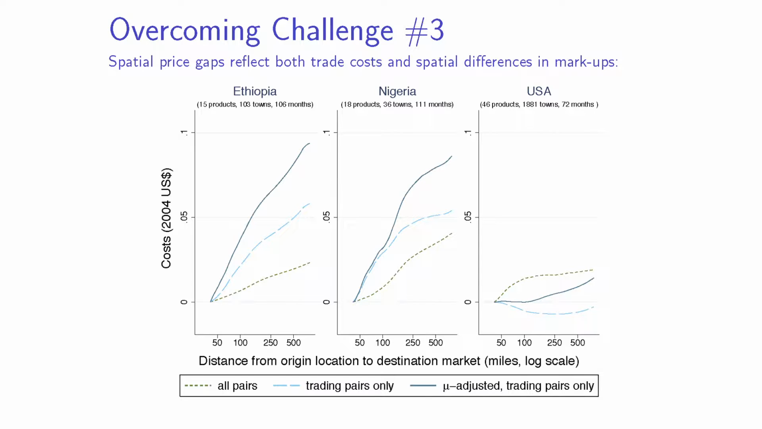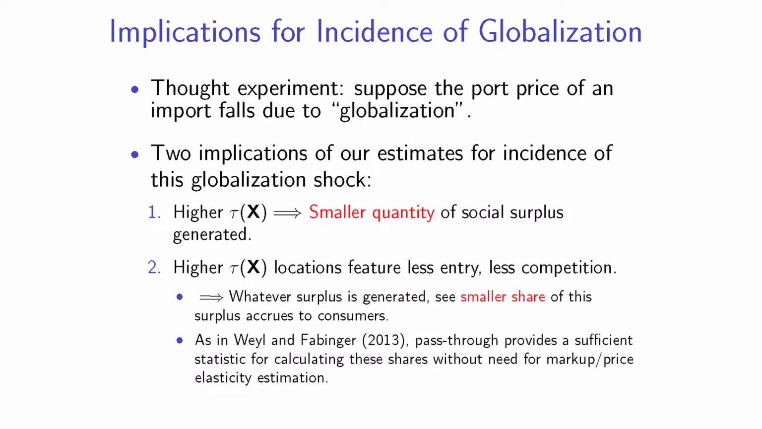So that's, in a sense, the thing that will be interesting to the planners: to know the marginal cost of getting to those consumers. That would be the blue slope. But a different question is the incidence question of globalization. If there were a price change at the border, how much would these remote consumers enjoy of the share of that surplus? And that's where, again, pass-through is useful.